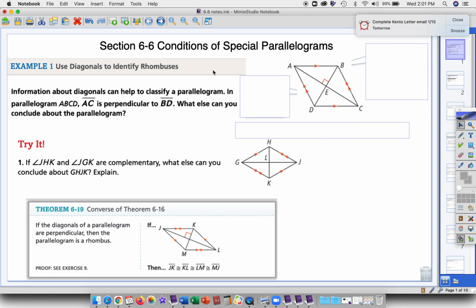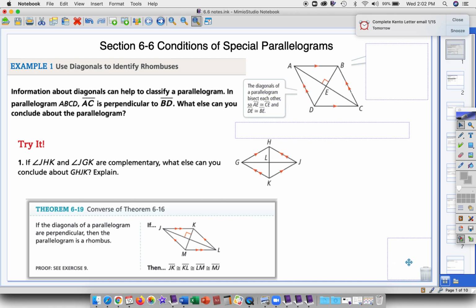So in example 1, let's see, given the information about the diagonals, can we classify it? Okay, so we're given that AC is perpendicular to BD. Okay, so what else can we conclude? So think about that for a minute, maybe pause the video. So what can we conclude?